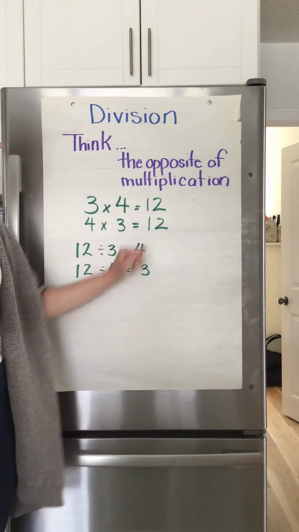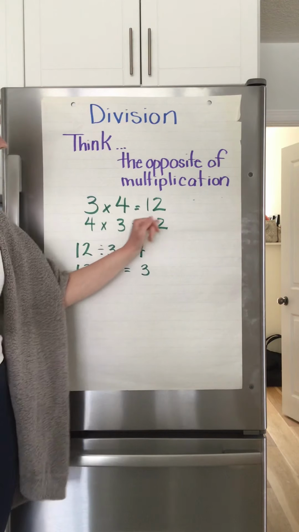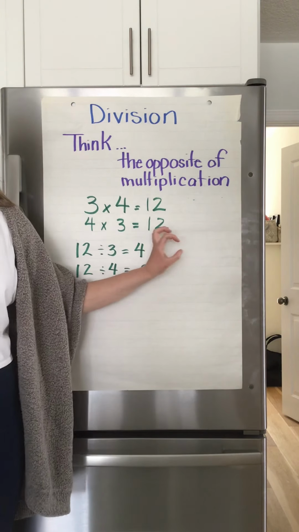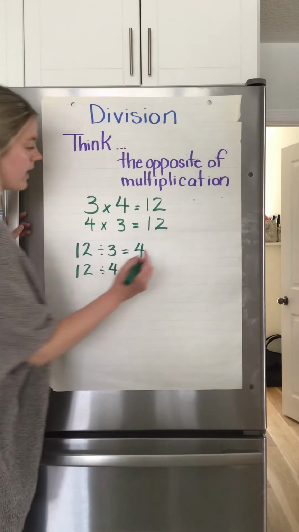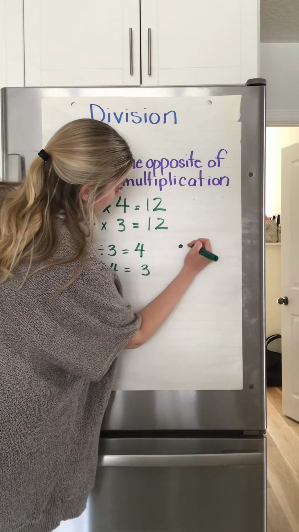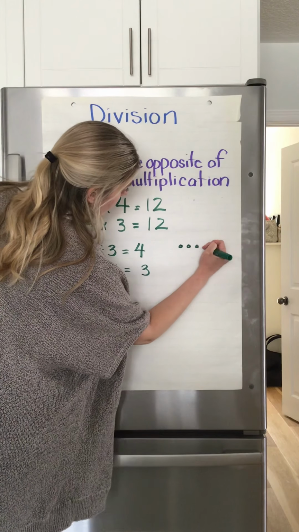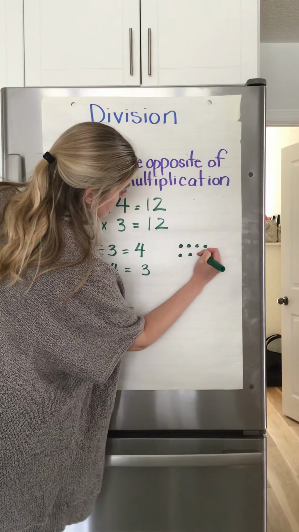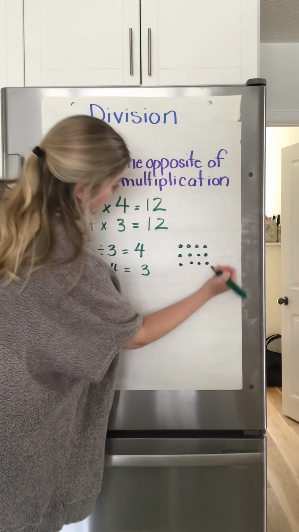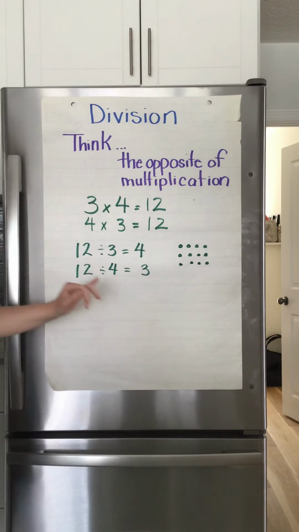So if I'm going to keep using this 3 times 4 and 4 times 3 is 12, and the same with the division, I'm going to make 12 objects over here, and then we're going to look at how to divide the groups. So I have 12 objects. 1, 2, 3, 4, 5, 6, 7, 8, 9, 10, 11, 12. Okay, so right there is my 12 objects.